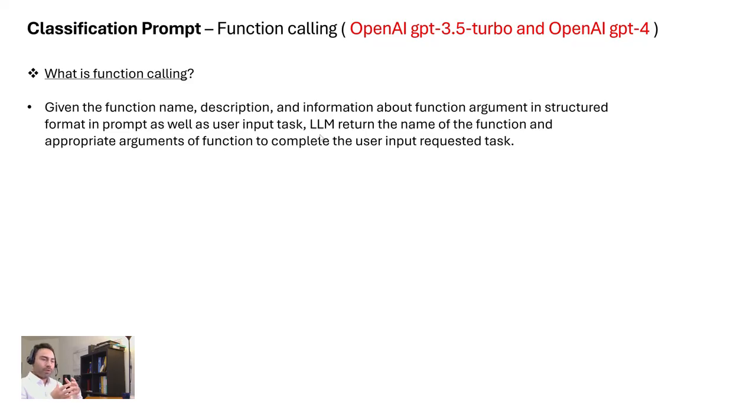So when you provide the information about the function in a prompt, and then give the LLM the task to do or the input, the LLM tries to return the function name that should be used to complete the task or request, as well as the arguments of the function. The arguments of the function can be extracted from the task, or can be left empty, depending on what kind of specification you define in the prompt.